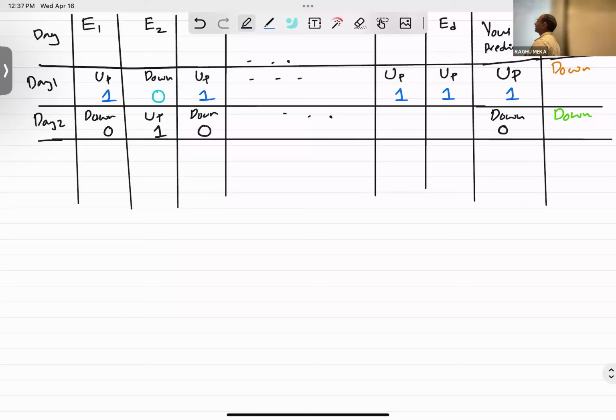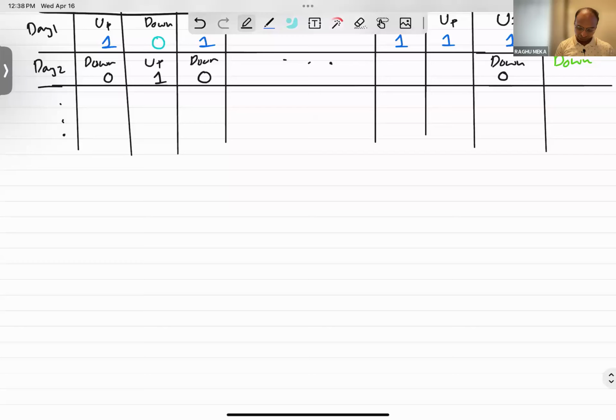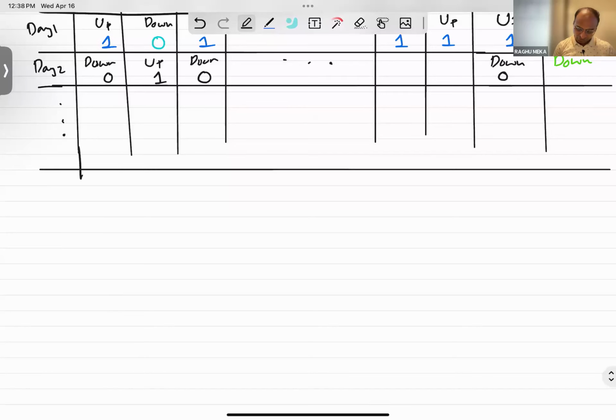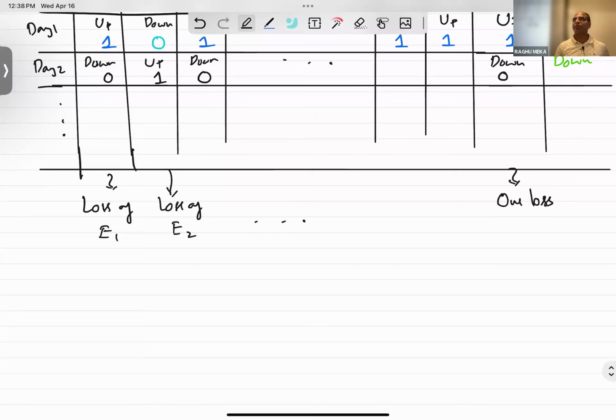There's no sort of classifier or anything like that. It's just trying to follow the experts. But the online thing is that somehow you don't know a priori who is the best expert. You have to somehow infer this over time. And at the end of the day, you measure the total loss. So you have some number here, which is the loss of E1, loss of E2, and so on. Then we have our loss.